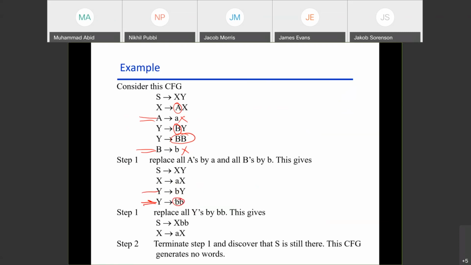So now this x will not be replaced, but this y can be replaced by bb. This can be written as it is, and these two production rules are deleted. Okay, look at this one. We come to the next step.